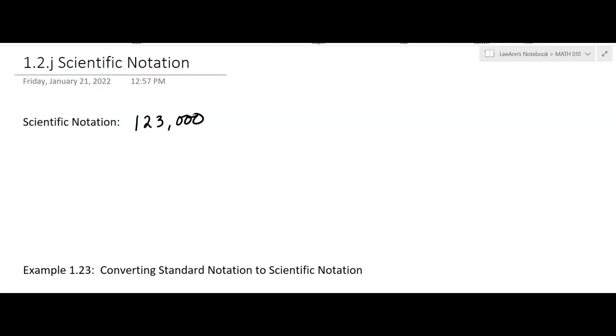But to write it in scientific notation, you have to take the decimal at the end, and you're going to move that till it's got one digit in front of it. So it's going to be 1.23, and then it's going to be times 10 to the, and then how many places did you move it? 1, 2, 3, 4, 5. 10 to the 5th power. Okay, so that's how we write it in scientific notation.